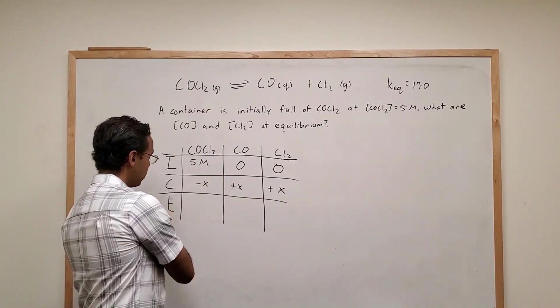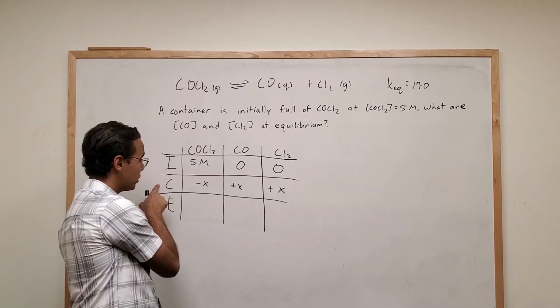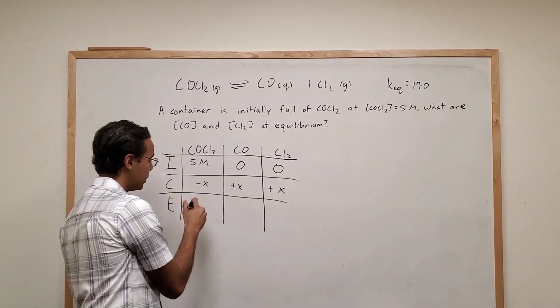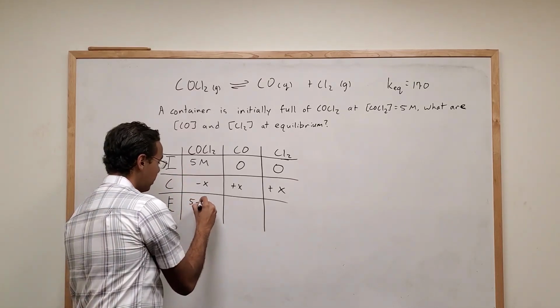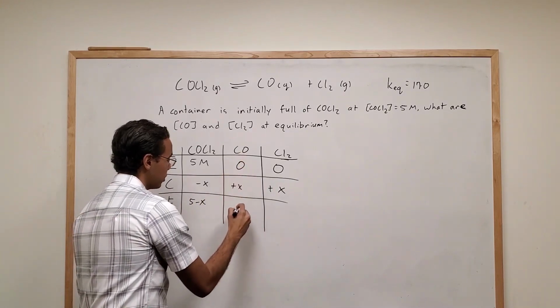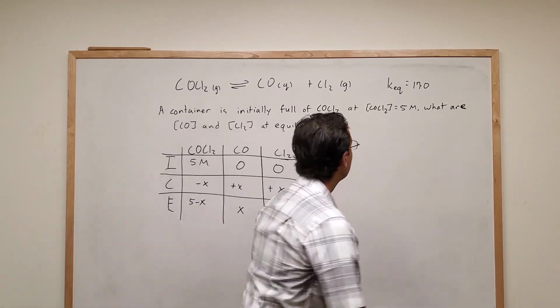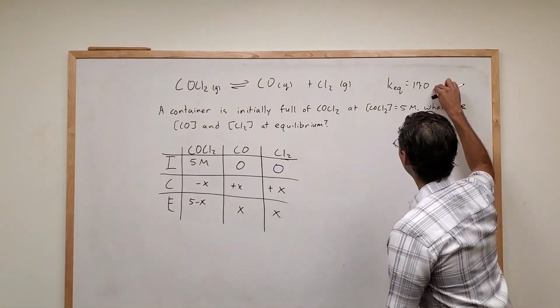But for here, equilibrium is going to be equal to our initial plus our change. So here we're going to have 5 plus negative X, which is 5 minus X. Our carbon monoxide is going to just be X. Same with our chlorine. Now if we come over here, we'll see that our KEQ has been given.